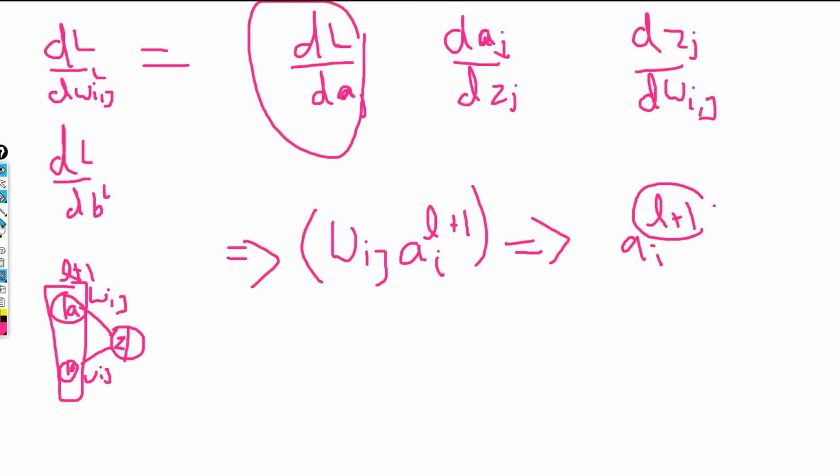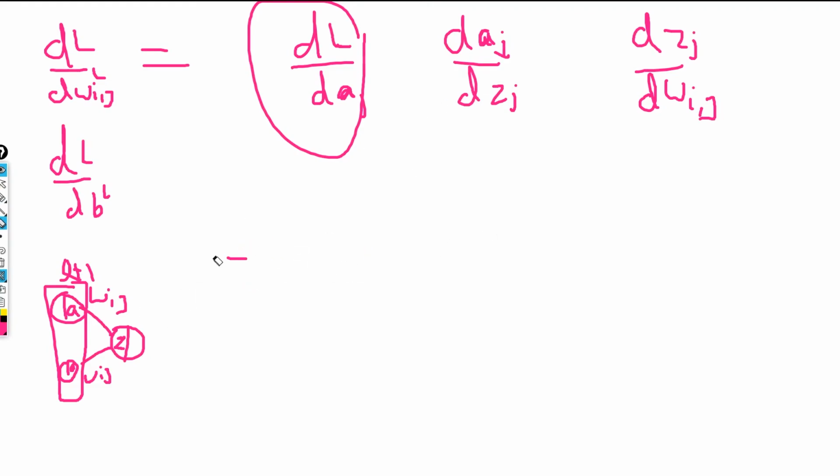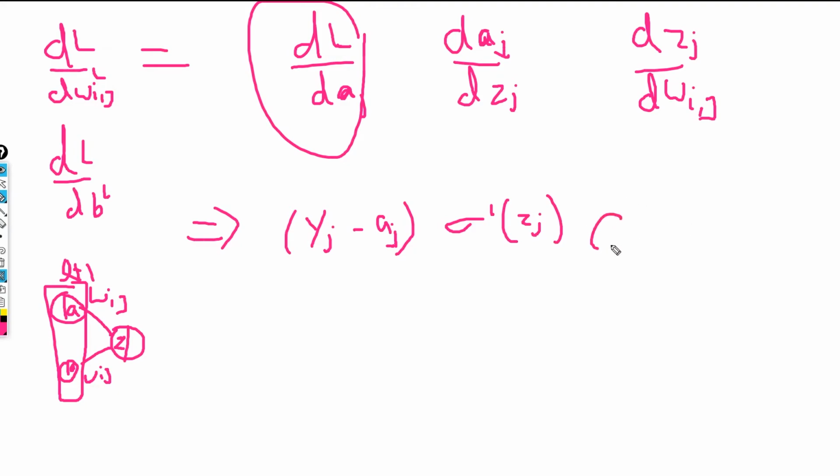So now guys, let's add the whole equation that we will get from this part. From the first part we got yj minus aj. This is aj. Then from the second part we got the sigmoid function's derivative, that is going to be zj. You can convert it later, it doesn't matter that much. And this is going to be a i L plus 1. So this is the output that we are getting from this.